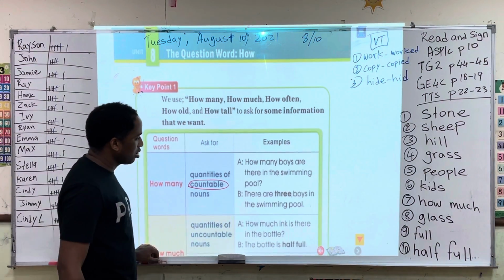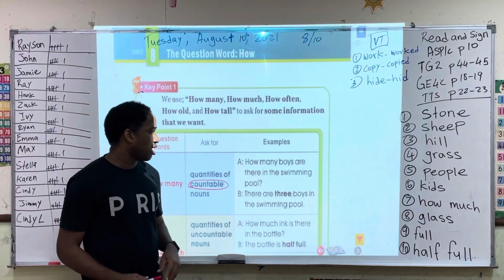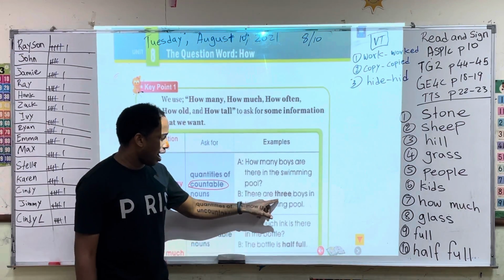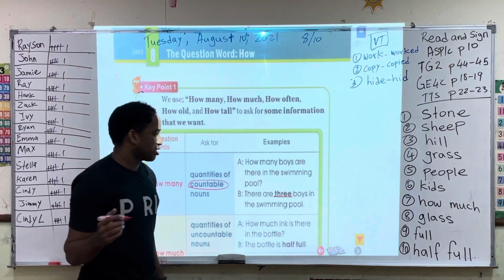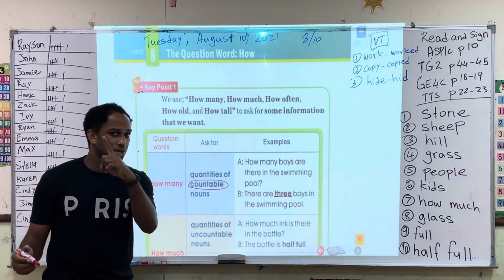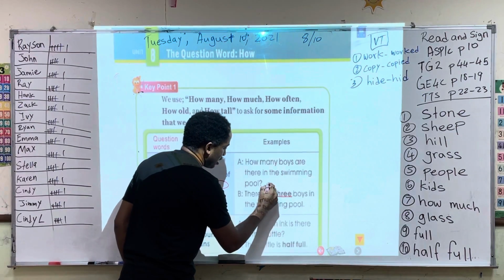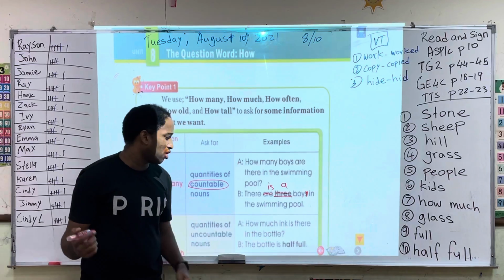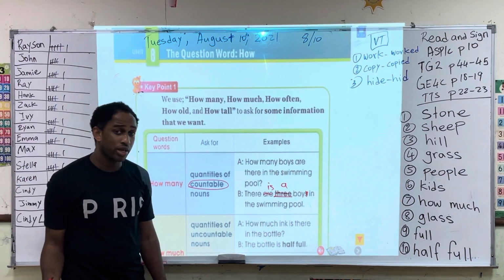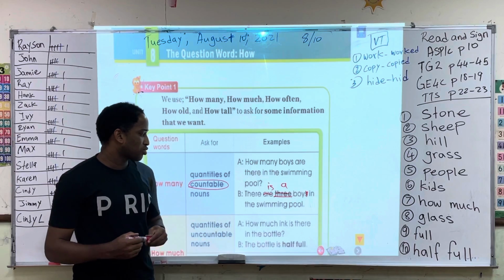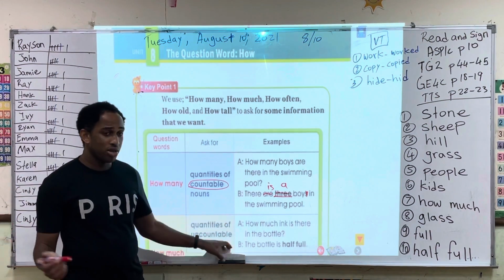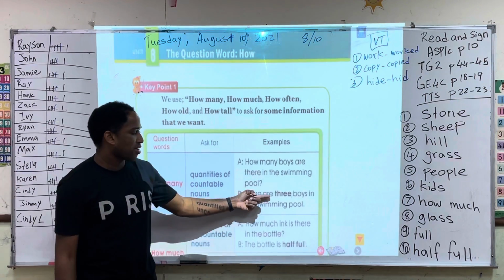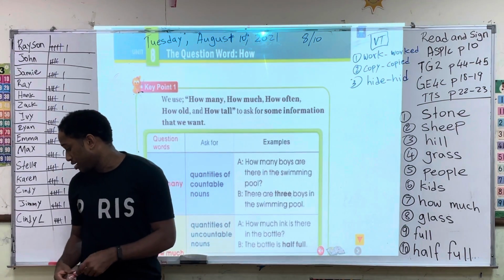Okay, good. For example, how many boys are there in the swimming pool? And we answer, there are 3 boys in the swimming pool. If there is 1, we say there is a boy in the swimming pool. Okay? How many boys are there in the swimming pool? There is a boy in the swimming pool. But there are 3. There are 3 boys in the swimming pool.